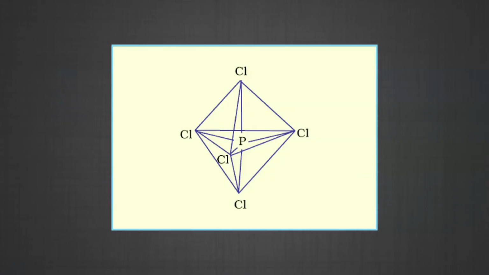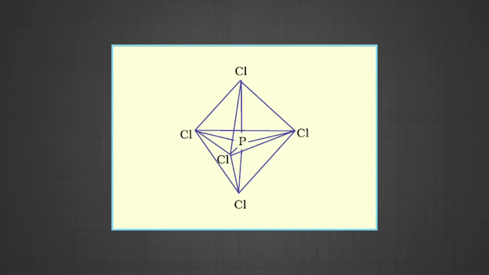It should be noted that all the bond angles in the trigonal bipyramidal geometry are not equivalent. In PCl5, the 5 sp3d orbitals of phosphorus overlap with the singly occupied p orbitals of the chlorine atoms to form 5 P-Cl sigma bonds. The 3 P-Cl bonds lie in one plane and make an angle of 120 degrees with each other. These bonds are termed equatorial bonds.